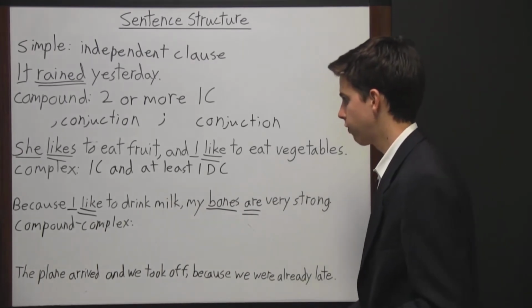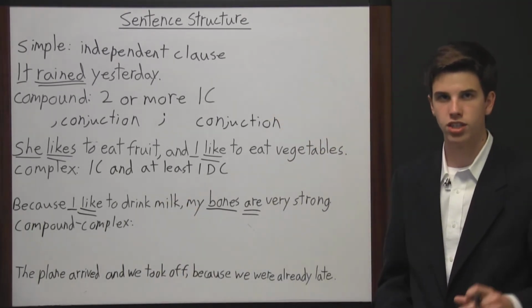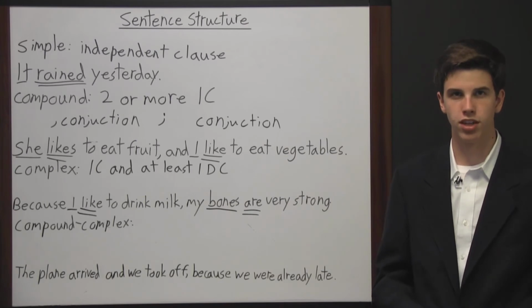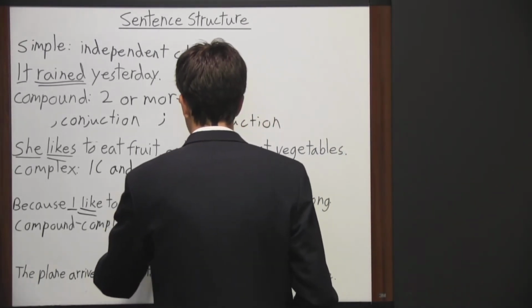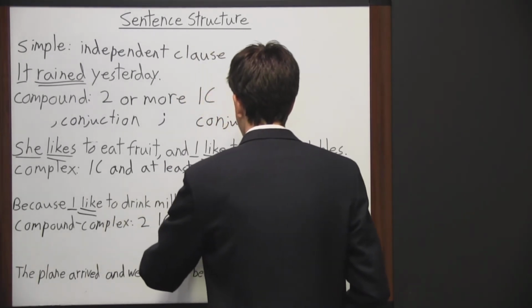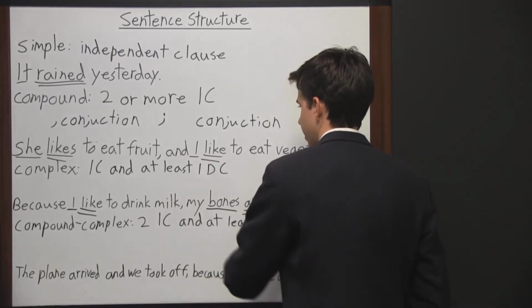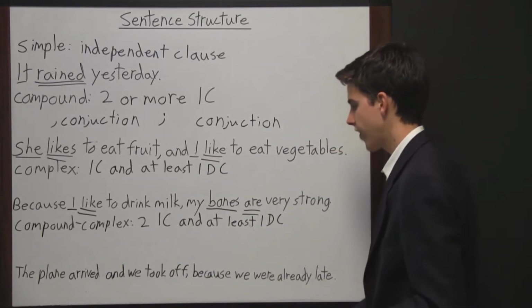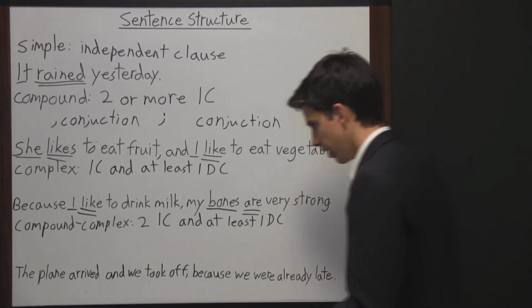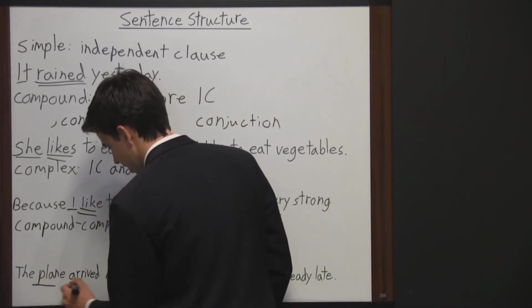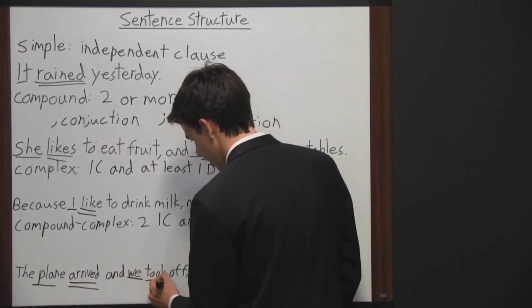Now finally, we get to the 4th sentence structure, which is a compound complex sentence, which is 2 or more independent clauses plus 1 or more dependent clauses. So we have 2 independent clauses and at least 1 dependent clause. And so an example of that is the plane arrived and we took off because we were already late. So right here we have plane as the subject and arrived as the verb. And then here we have we as the subject and took as the verb.